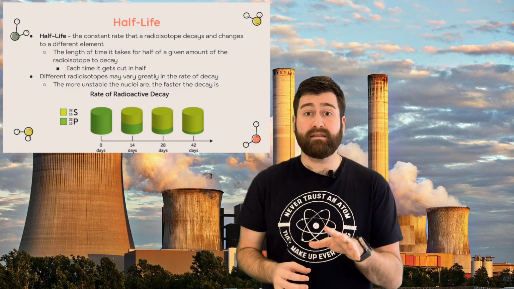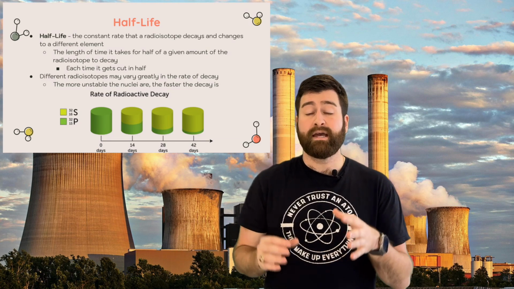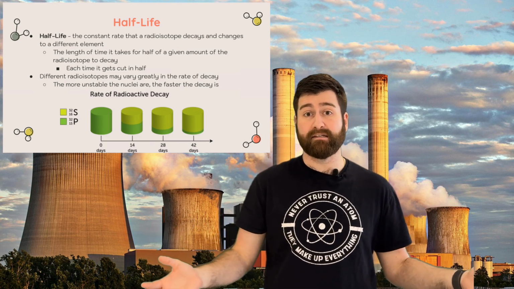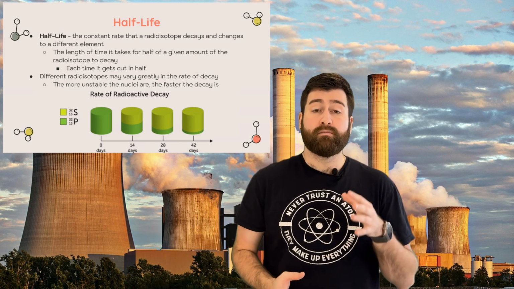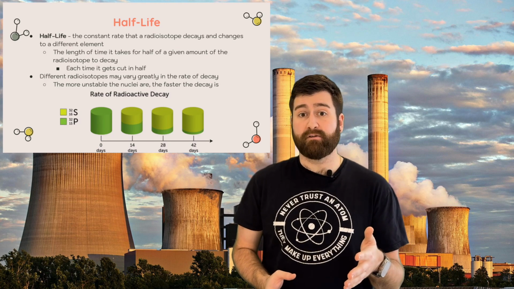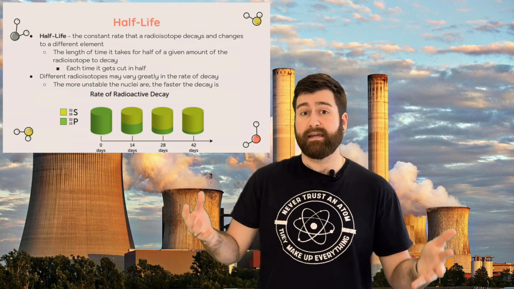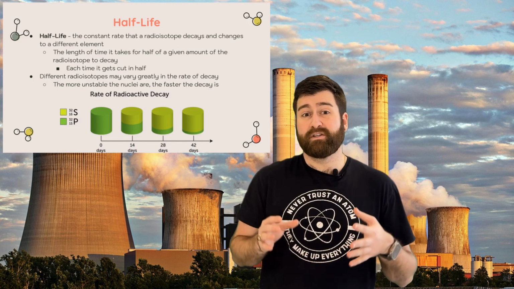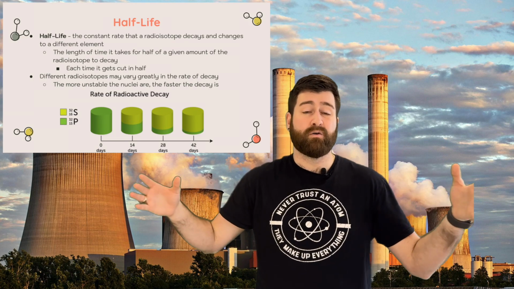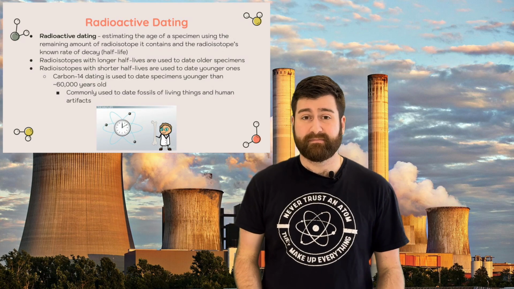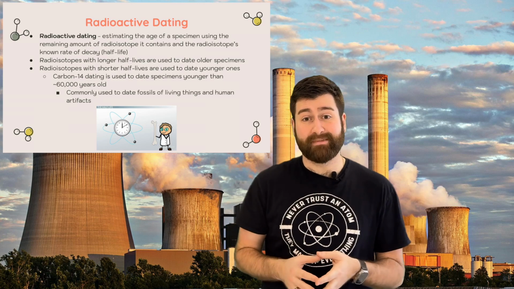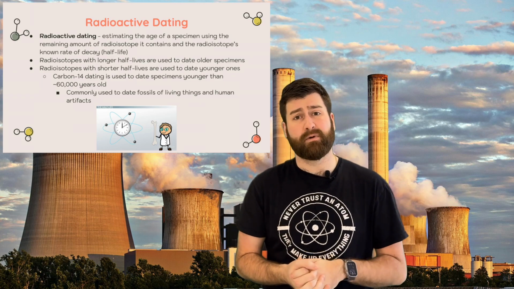This is not something that is constant across all elements, though. Different radioisotopes may vary greatly in their rate of decay and their half-life. The more unstable the nuclei of those radioisotopes are, the faster the decay is. This half-life is known for many radioisotopes, which allows it to be used for something known as radioactive dating. Now, is this where a gamma particle takes a beta particle out to dinner? Nope, at least not what I'm referring to in this moment.